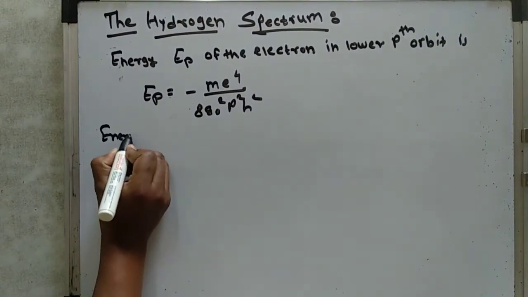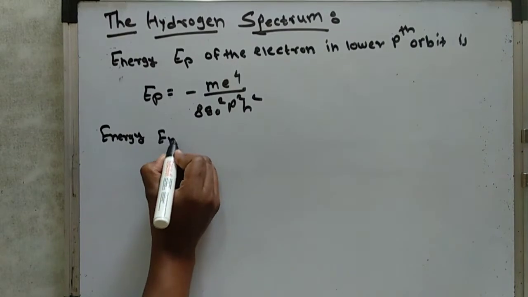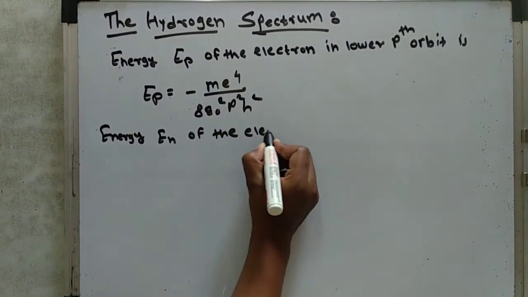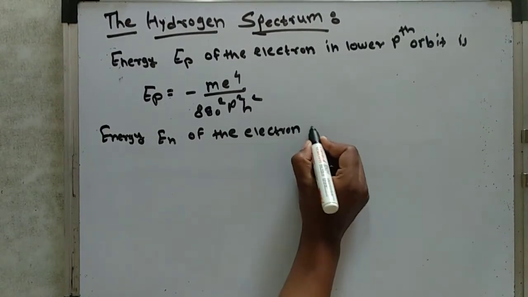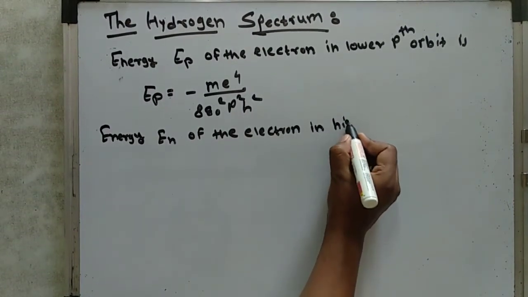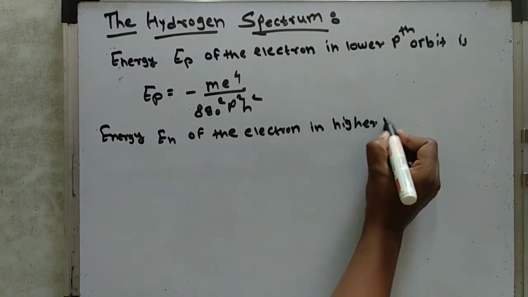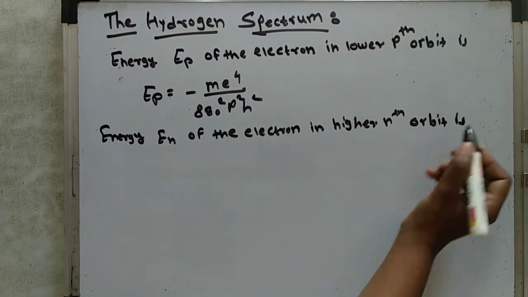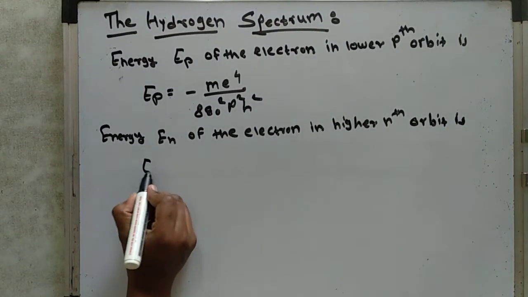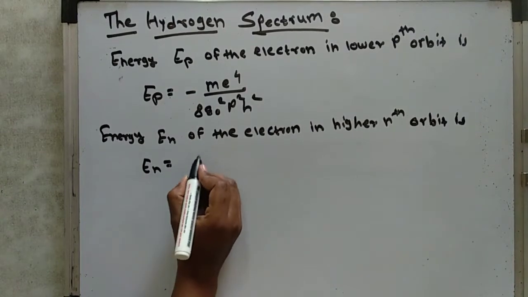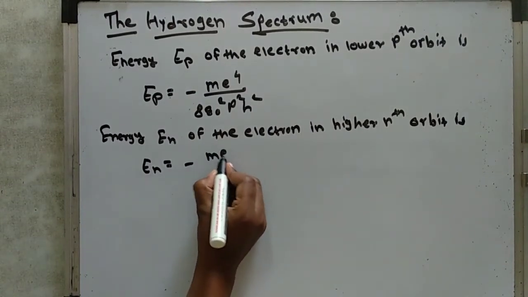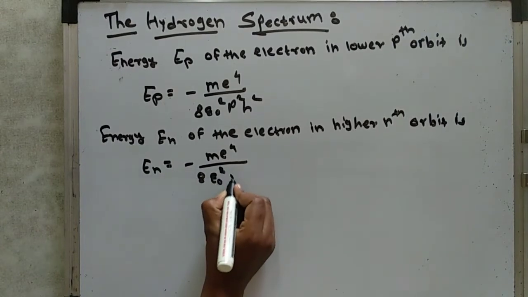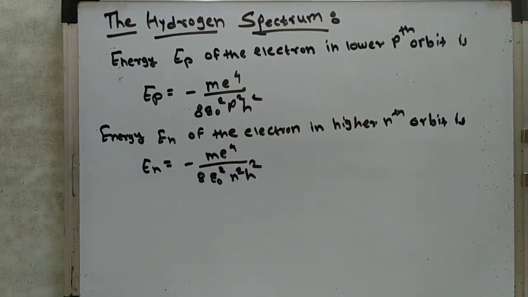Energy En of the electron in higher n-th orbit is En equals minus me raised to 4 upon 8 epsilon naught square n square h square.